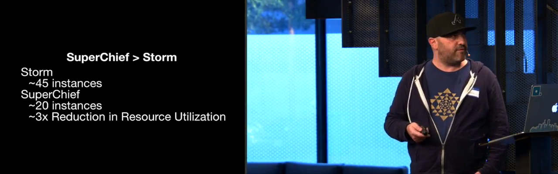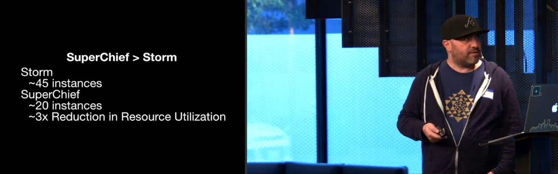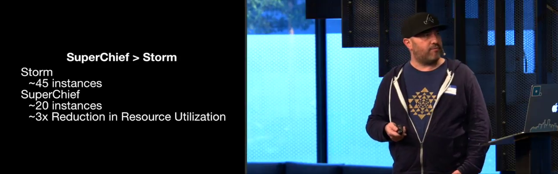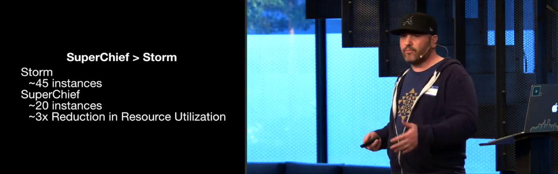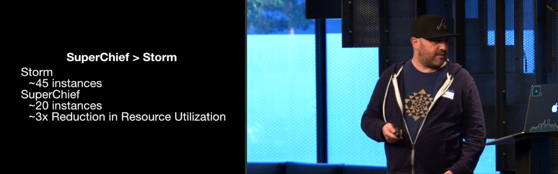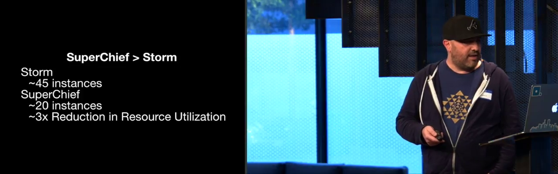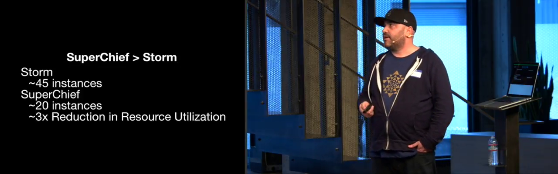SuperChief, that's our internal name for the new stream processing system that we wrote. With Storm, we were running about 45 instances. It could go up or down depending on when customers scaled up and sent us more data. With SuperChief, we're running less than half the number of instances, and the actual resource utilization on those devices is about a 3x reduction.